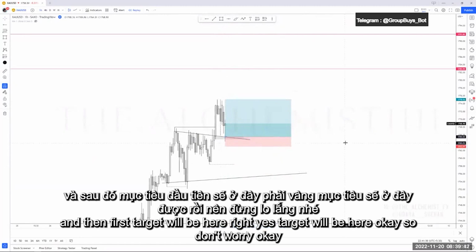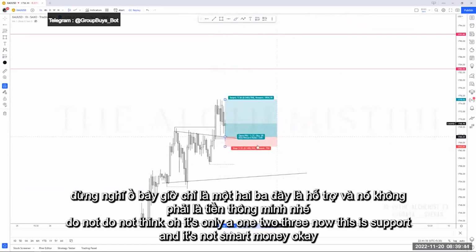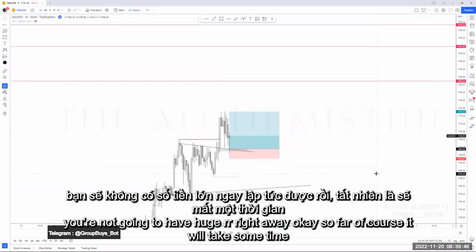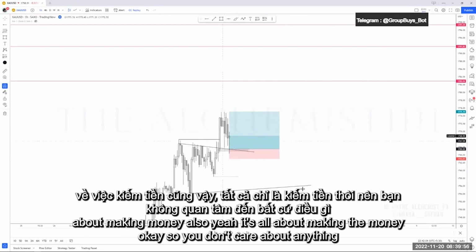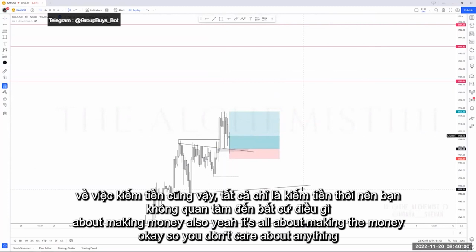So don't worry. Do not think, oh, it's only a 1 to 3. Now this is support and resistance, not smart money. You're not going to have huge RR right away. For RR, of course, it will take some time. Support and resistance is all about the win rate. It is all about making money also. We don't care about anything else.